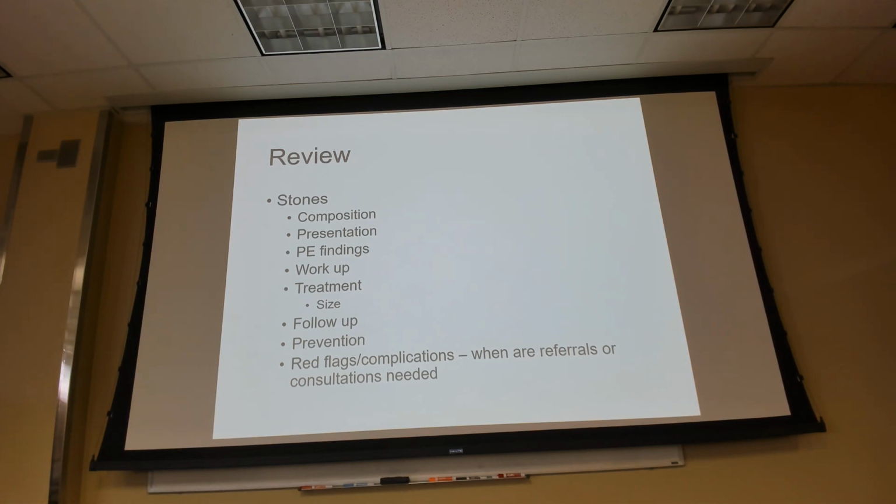PE findings, I hope you got that one by now. What is a red flag? Give me some red flags. Let's go all the way down here. Over 10 millimeters would be an indication for a referral. What else? Obstructed with infection. Short answer, fever. But yes, that's exactly right. Yep. Fever with a stone is bad. Somebody else said if obstruction, like that would lead to anuria or something like that. That is also correct. Anything else?